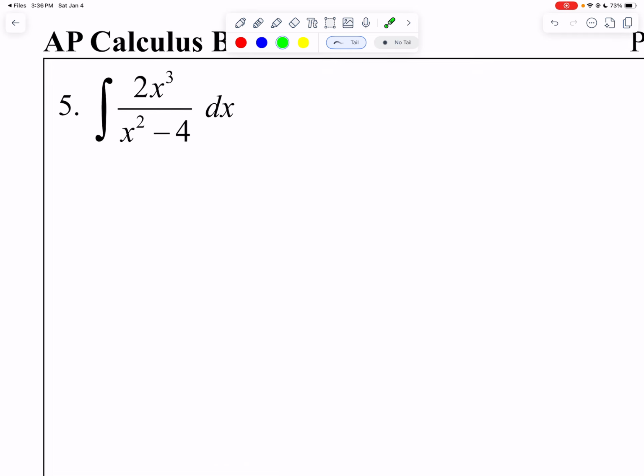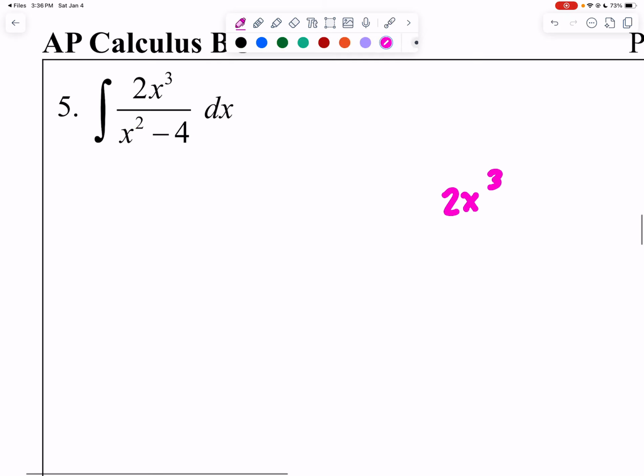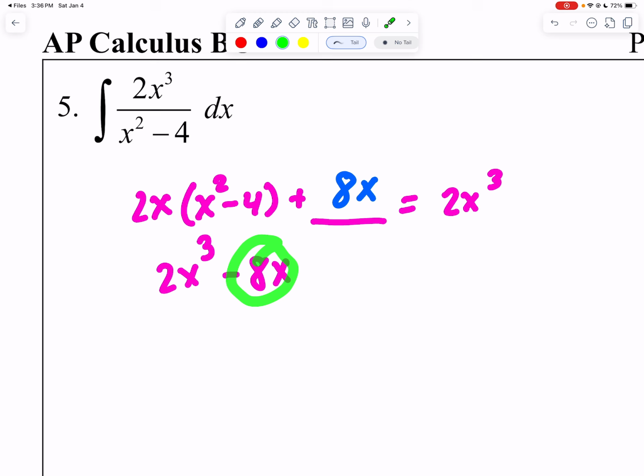Notice how here I want a 2x cubed. That's my end goal in terms of my x squared minus 4. So here, I need an x and I need a 2 right here. So I'm going to make 2x copies. And making 2x copies is going to give me 2x cubed minus 8x, which means that I'm going to have to add 8x for me to cancel out with this negative 8x here.